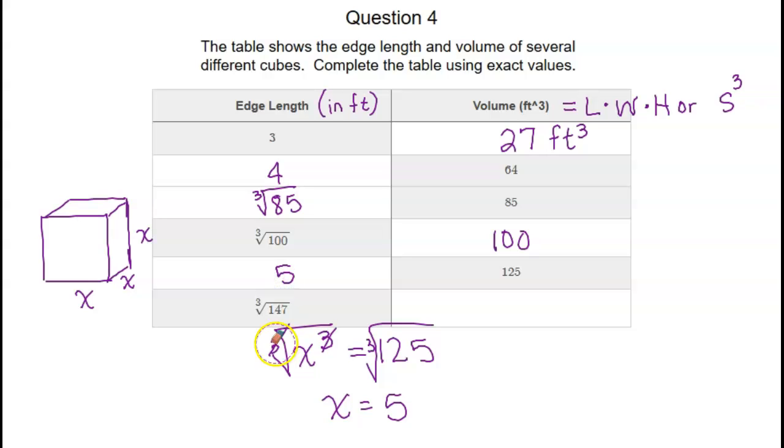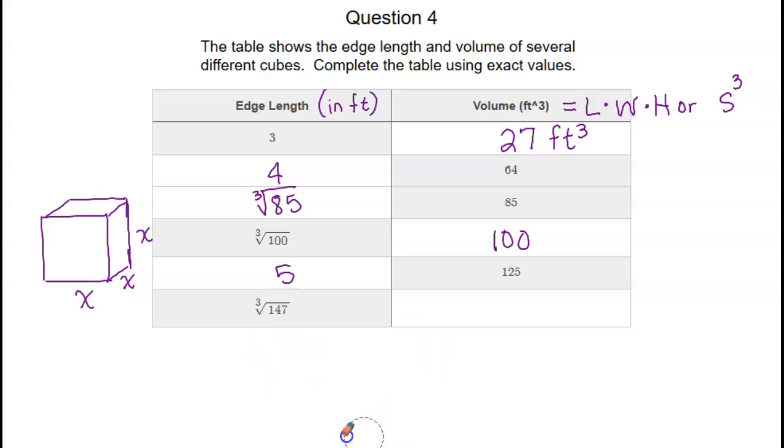For the last one, this one is similar to the two previous ones. If we have the cube root of 147 and we're trying to figure out what the volume is, we have the cube root of 100 cubed is 100. The cube root of 85 cubed is 85. So if we take the cube root of 147 and cube it, we should get 147 as the volume.